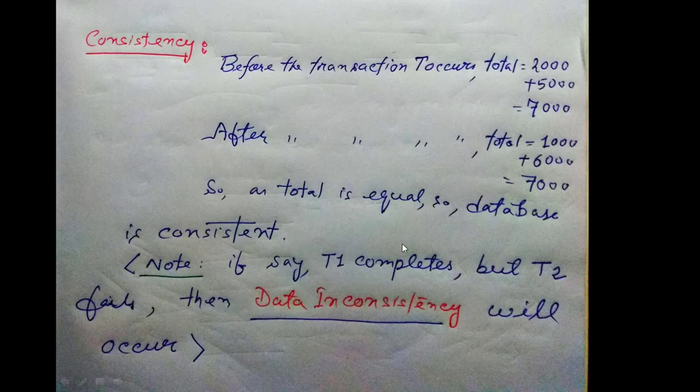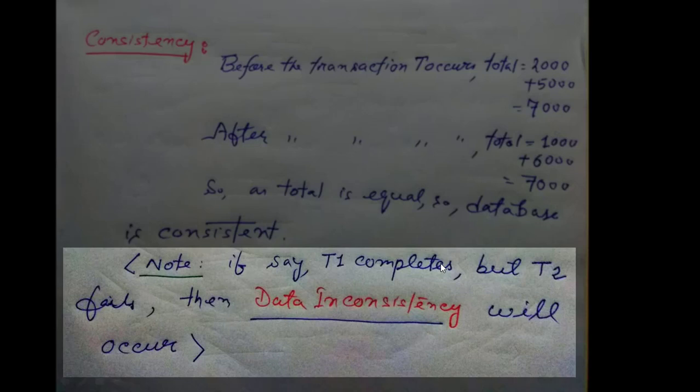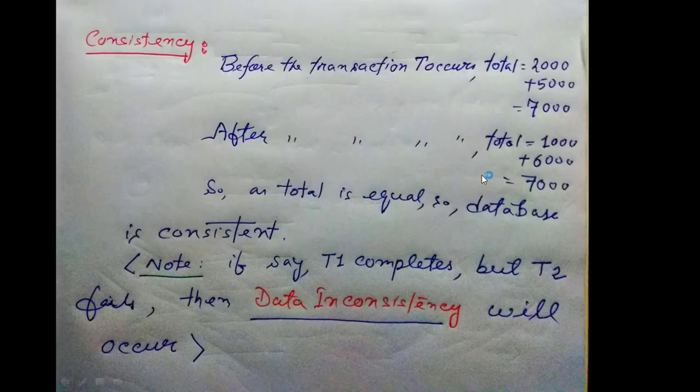But if T1 completes its execution but T2 fails, in that case the total will not be equal. Before the transaction we have 7,000, but after the transaction we will have 1,000 plus 5,000.